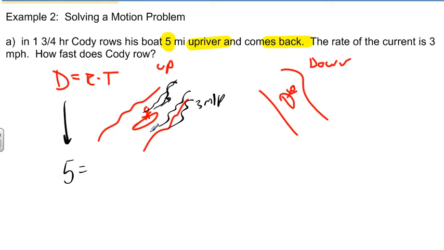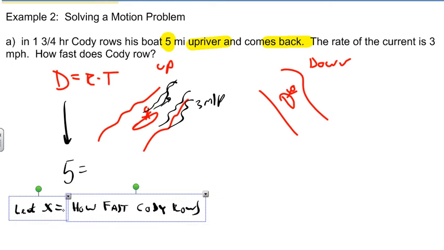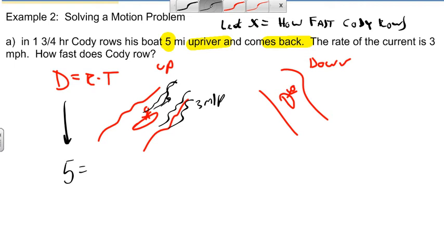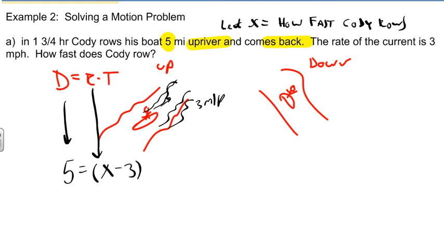So, check this out here. We're going to let X equal how fast Cody rows. Just him alone. The reason we need to do that is we're now introducing the X variable. So that means the rate is how fast Cody rows minus 3 miles per hour.